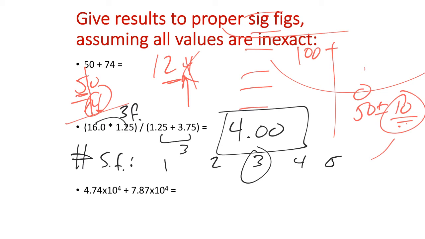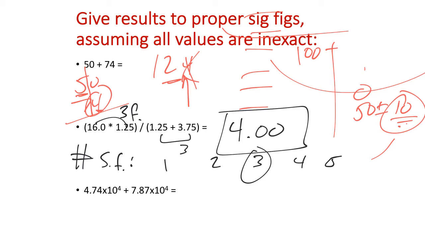Well, the inexact, don't let that confuse you. If these were all exact numbers, they would just be ordinary numbers. You know, there wouldn't be sig fig counting in ordinary numbers. So inexact just means they're all ordinary measurements. So you're assuming that these are ordinary values that the sig fig rules apply to. If you see a problem that says, assume these are inexact quantities or measurements, it just means that the sig fig rules apply to these numbers.